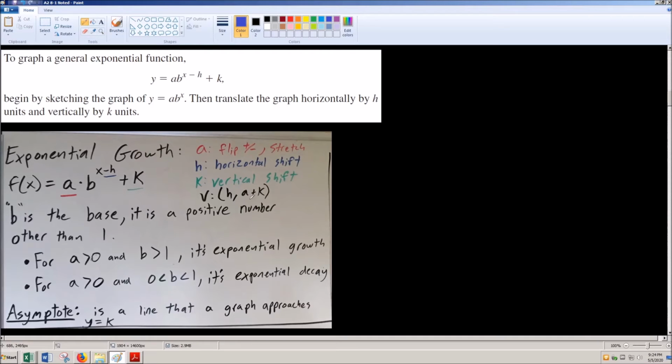The reason it's A plus K is that when I plug in H, B is going to cancel off here with whatever my X was that I just used for the H value. So this is going to give me a 0. B to the 0 is 1. So now it's going to be A times 1. So it's going to be whatever the A value is plus K. So that's why when I plug in H, it spits out A plus K.